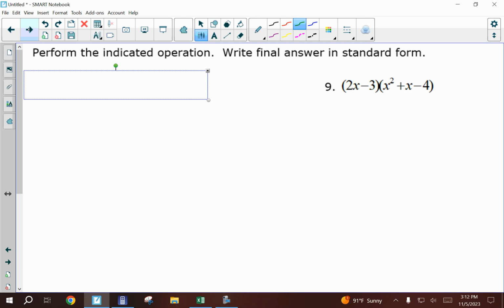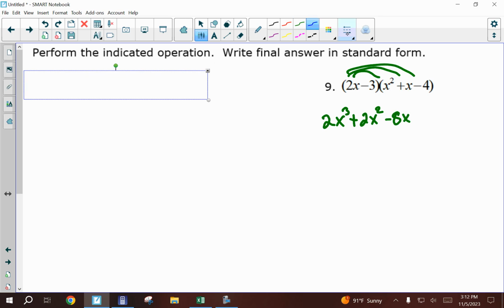Okay, this one is very similar. It's just that now it's longer. So I'm going to take this 2x and I'm going to distribute it to all three over here. 2x times x squared is 2x to the 3rd. 2x times x is positive 2x squared. And then 2x times minus 4 is minus 8x.